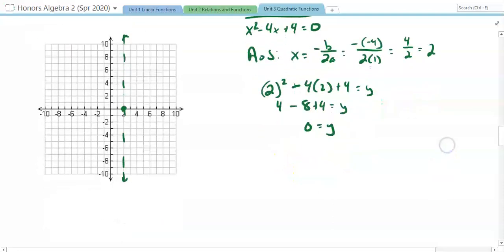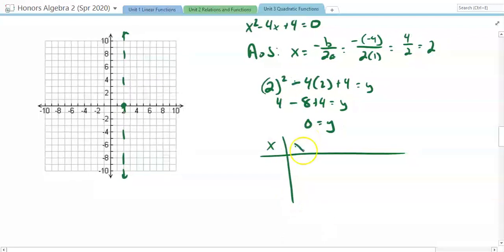And so just to see what happens to this graph, see if it opens up or down, you should already know based on the x value if it's going to open up or down. But let's just plug in a value that's next to it. So we'll go to 1. And so we're going to get 1 squared minus 4 times 1 plus the 4. And so it's 1 minus 4 plus 4. The plus 4 and the minus 4 will cancel, so that gives me 1. And so I'm at 1, 1.